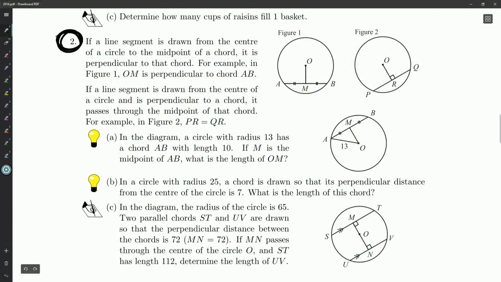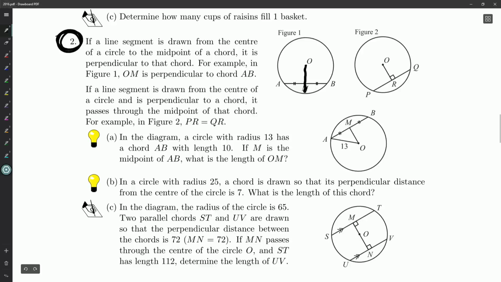If a line segment is drawn from the center of a circle to the midpoint of a chord, it is perpendicular to that chord. This is true. This is a nice little circle geometry fact, that radii always bisect at a perpendicular angle any chord. Okay? So, they're just catching that up to speed. Circle geometry isn't always gone through in school. Certainly, perhaps not in time for a grade 11 contest.